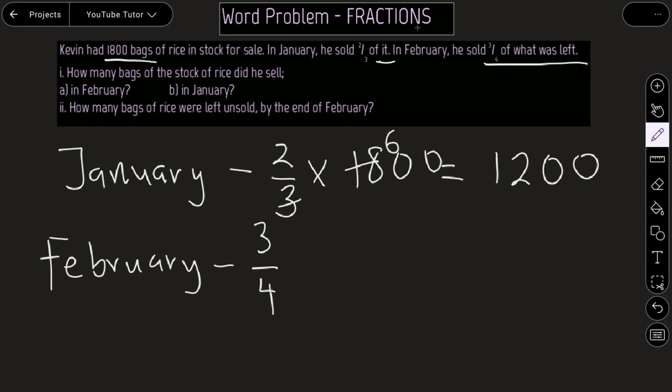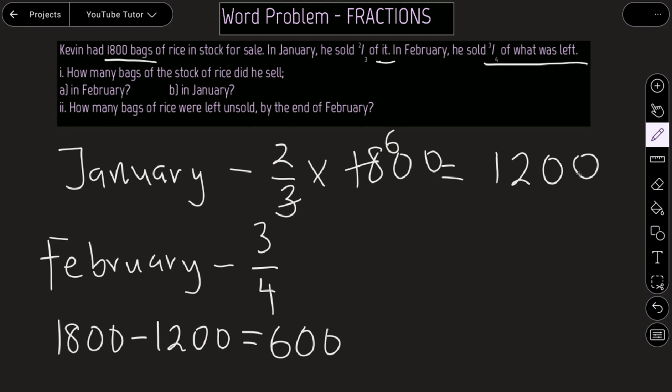Now they said he sold 3 out of 4 of what was left. So after this, we know that 1800 minus 1200 gives us 600. So that's what we will multiply by this. And when we do the math, you see that 4 goes into 60 15 times. So now we have 3 times 150. And that gives us nothing else than 450.